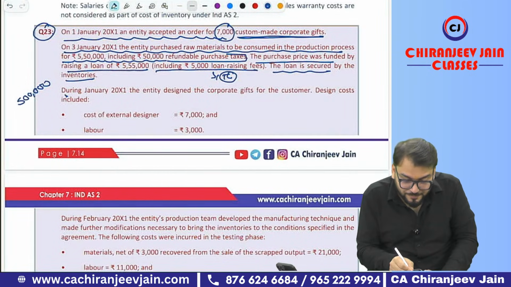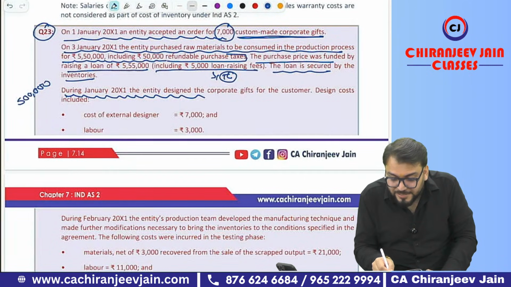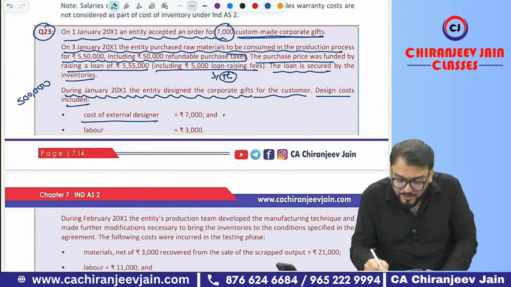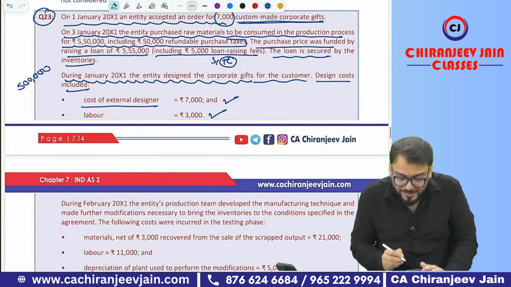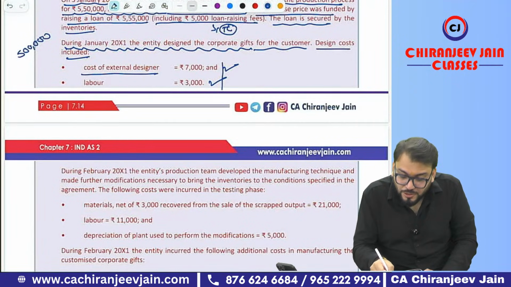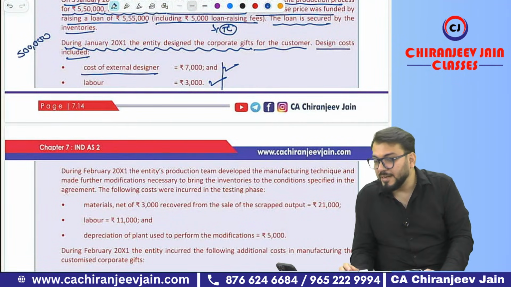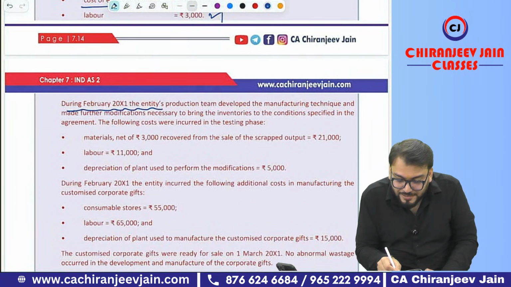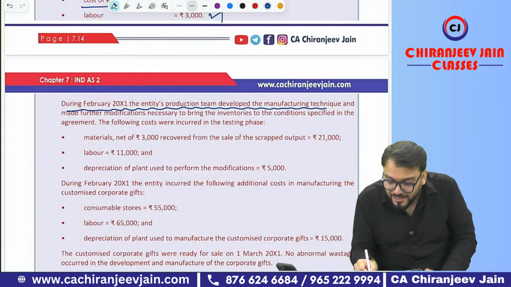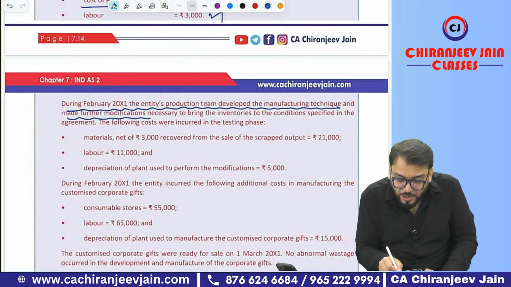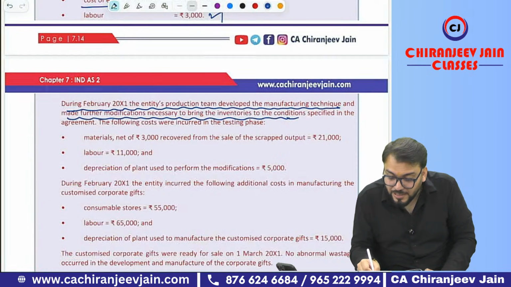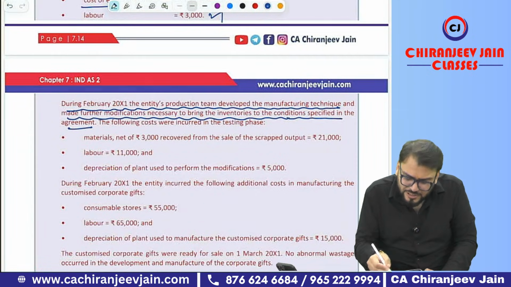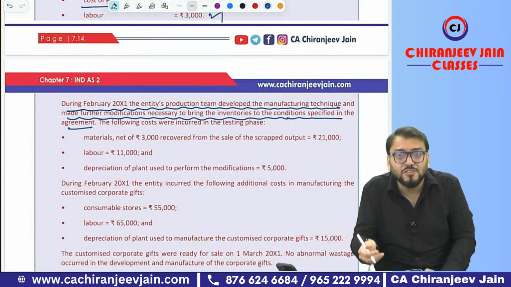During Jan 2001, entity designed the corporate gift for the customer. Design costs include the cost of the external designer, which will be added, and labor, which will be added. So both will be added to the cost price of inventory. 10,000 will be added. Then during Feb 2001, the entity's production team developed the manufacturing technique and made further modifications necessary to bring the inventory to the conditions specified in the agreement. So this will also be capitalized, because these are other costs incurred to bring the inventory to the condition of sale.